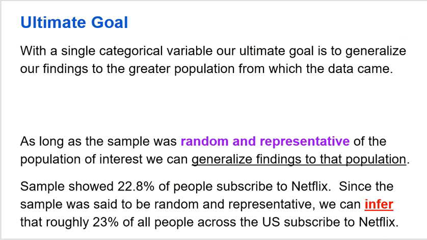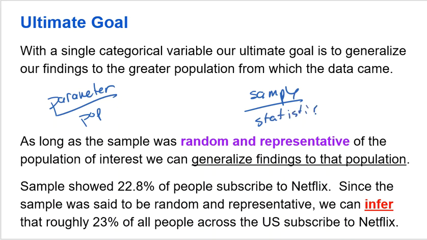Now, the ultimate goal with any single categorical variable is to really generalize your findings to the greater population from which the data came. Remember, we talked about this extensively in class. We're always searching for that parameter. A parameter is a value that comes from a population, and it's really hard to find that value without doing a census. But we can take a sample, which produces a statistic. And our goal is to hope that that statistic, that value from the sample, is really dang close to the population. As long as, it's the two R's, as long as your sample was randomly selected and representative of that population, which means it shouldn't have any bias, then we can generalize our findings to that larger population.